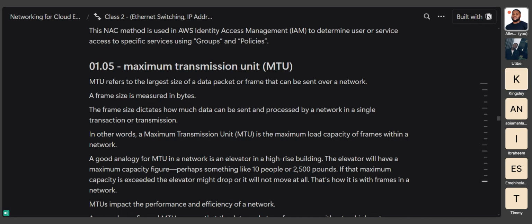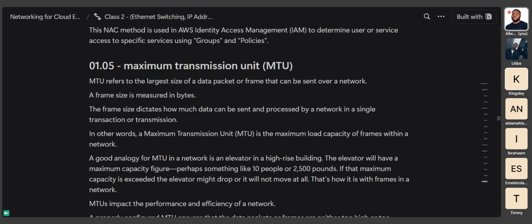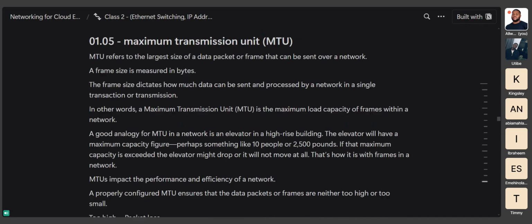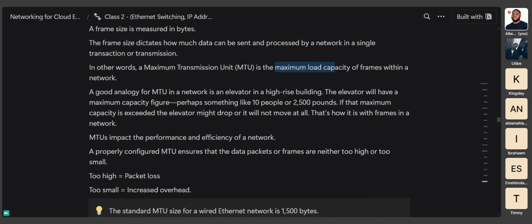So I will try and speed through this. So maximum transmission unit, or MTU. Now, MTU refers to the largest size of a data packet or frame that can be sent over a network. Now, a frame size is measured in bytes, right? And the frame size dictates how much data can be sent and processed by a network in a single transaction or transmission. In other words, an MTU is the maximum load capacity of frames within a network.